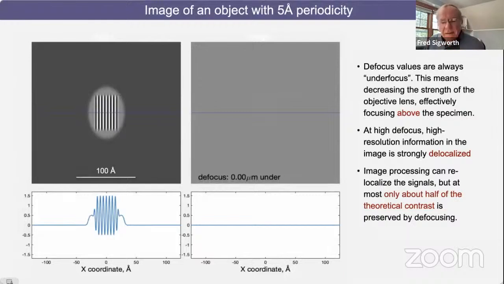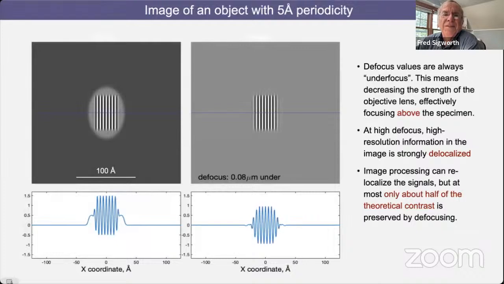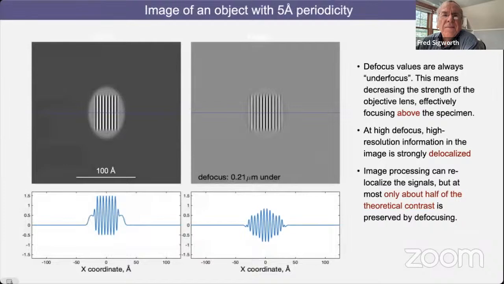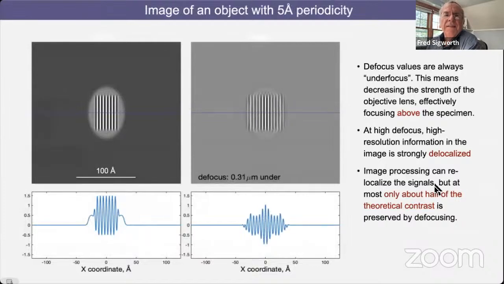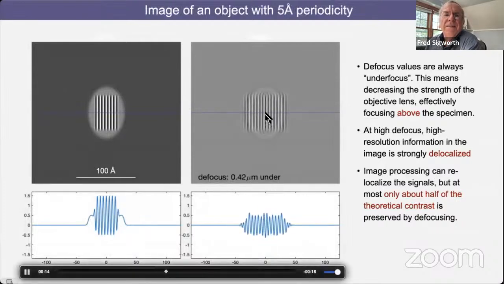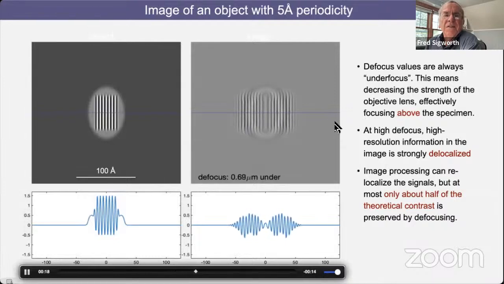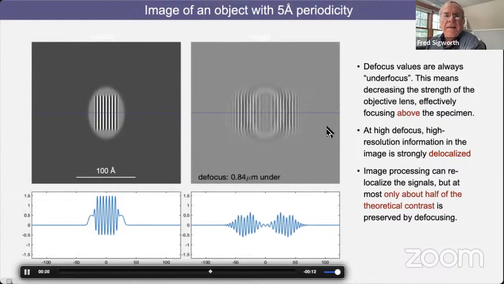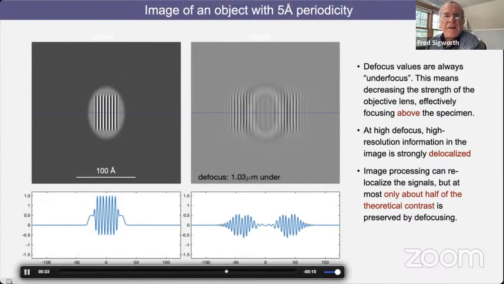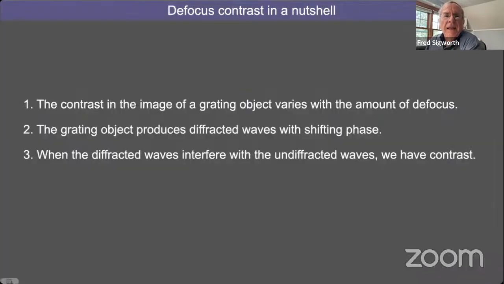Now I'm going to do a test specimen here, which is just a grating with 5 angstrom periodicity. Imagine a beta sheet or something. It has about that periodicity. And as we defocus, again, we see this thing where the contrast is coming and going, and also we have some delocalization of the signal from the object.